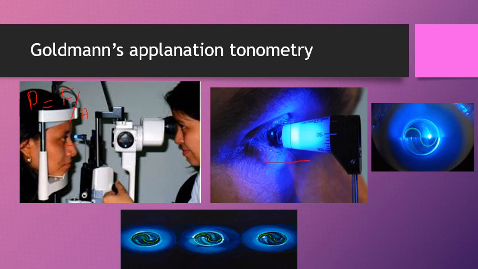Then we see two semicircles, as in the figure below. We adjust the tip of the tonometer until the edges of the semicircles meet. At that point we note the measurement on the tonometer, and that is how we get the IOP. This is the Imbert-Fick law, P equals F by A. The other applanation tonometers are the Perkins tonometer, pneumatic tonometer, pulsed tonometer and Tono-Pen.